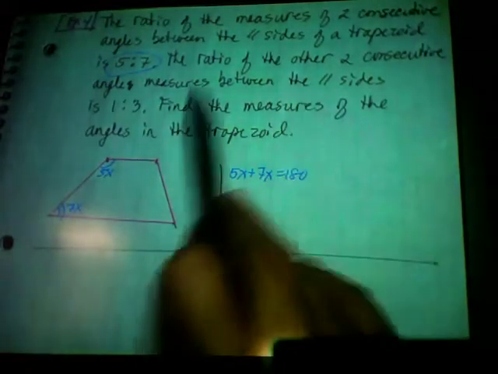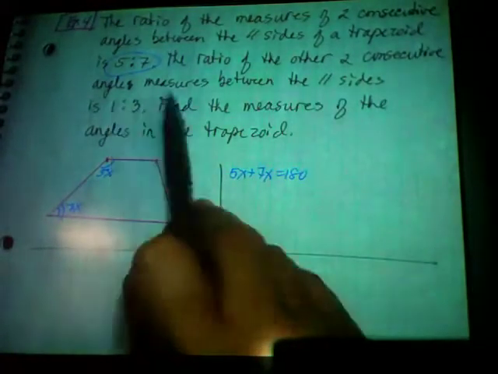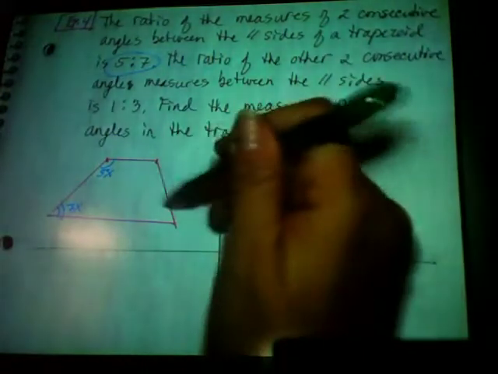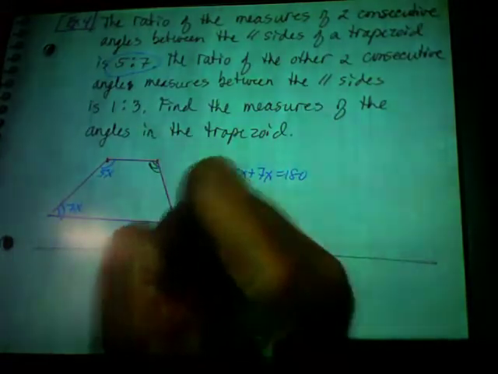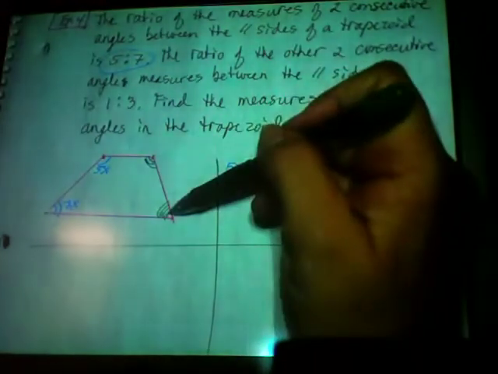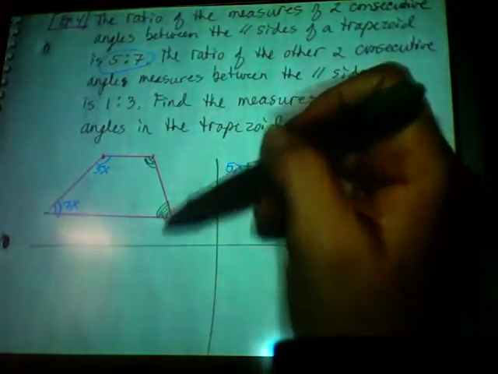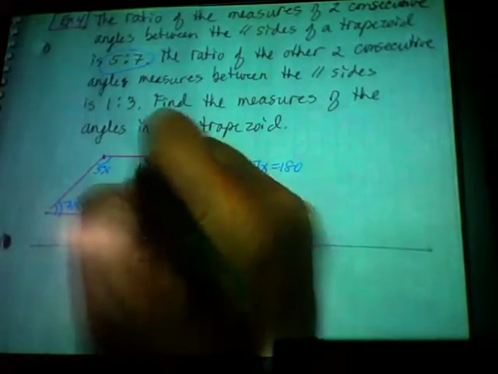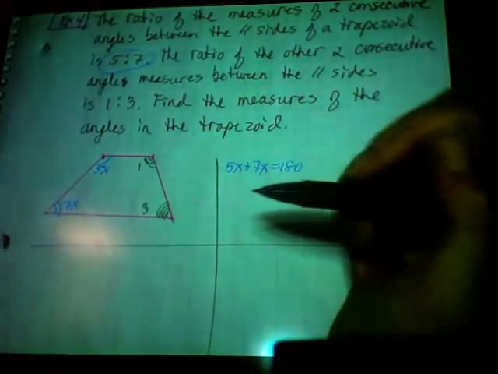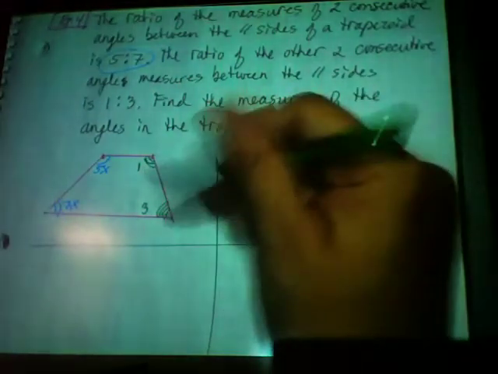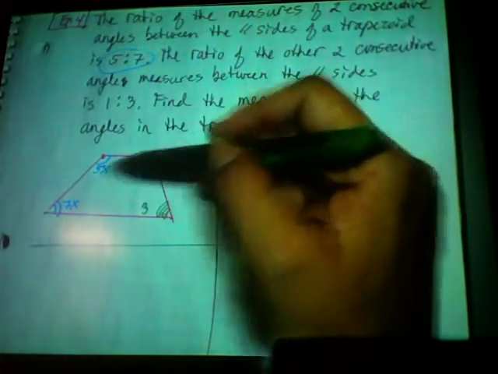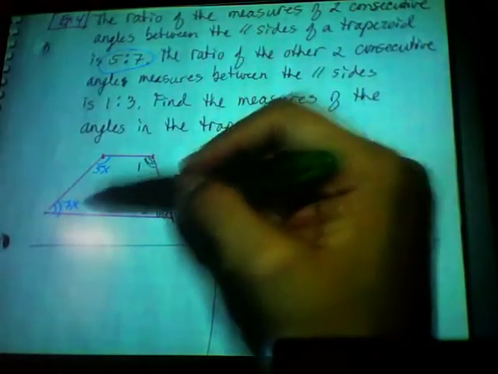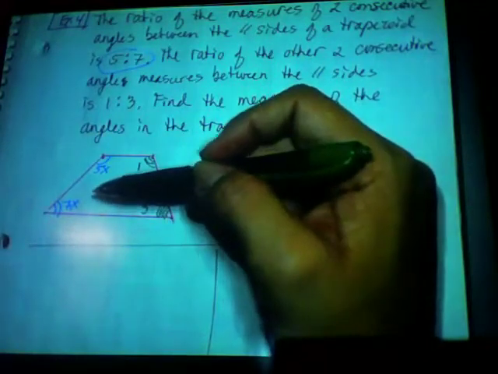Then it says the ratio of the other 2 consecutive angle measures between the parallel sides. So these are the other 2. 1, 2, 3, 1, 2, 3, 4. So these are the other 2 between the parallel sides. They're in a ratio of 1 to 3. Well, obviously these should add up to 180 also, shouldn't they? Is it going to necessarily be the same ratio as these 2? No. It may, but it most likely isn't.